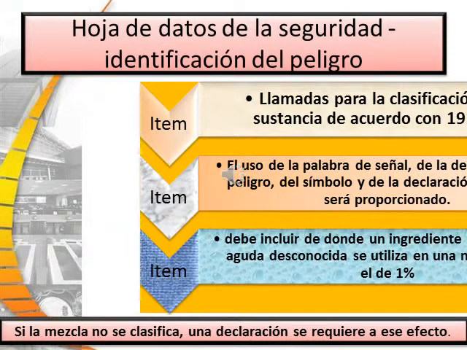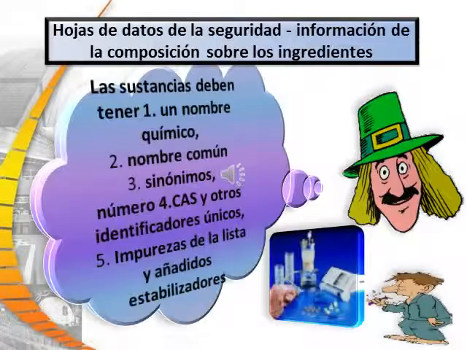The new safety data sheet calls for, when a mixture is not classified, a statement to that effect. It calls for the classification of the substance according to 1910.1200. It uses a signal word, a hazard statement, a symbol, or a precautionary statement will be provided. This will include an ingredient of unknown toxicity used in a mixture at greater than 1%. Substances must have a chemical name, a common name, synonyms, a CAS number, or other unique identifiers. They will list impurities and stabilizing additives.